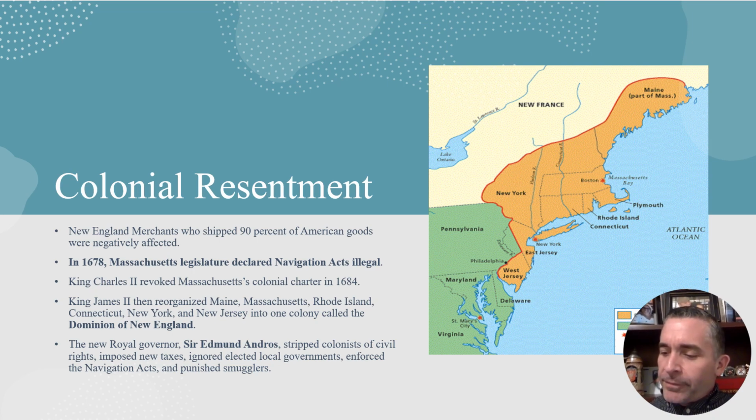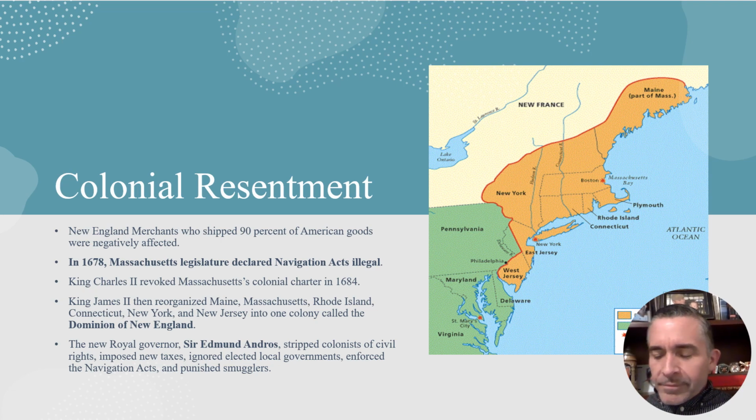And Andros essentially stripped New Englanders of their civil rights. He imposed new taxes. He ignored the elected legislatures in New England, and he enforced the Navigation Act, and he punished smugglers. Their ships were commonly searched, and they were tried in admiralty courts, which were run by royal officials instead of colonial courts, who would often let smugglers go. Essentially, the colonial courts would not punish or prosecute smugglers.